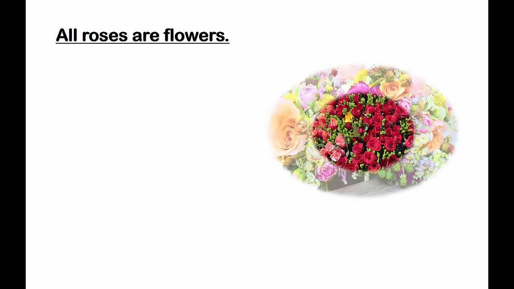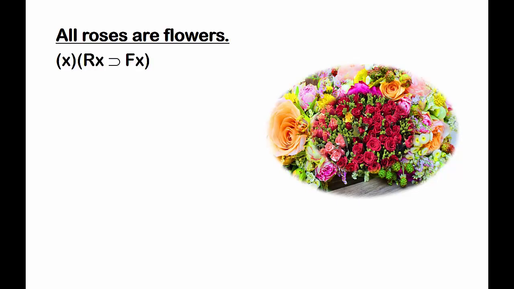Suppose we're given the sentence, all roses are flowers. We will represent it in the following way. For any x, if x is an R, then x is an F, where R stands for the predicate is a rose, whereas F stands for the predicate is a flower. X, remember, is a variable which is a placeholder for an individual.